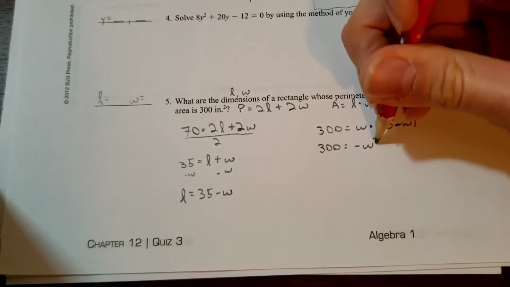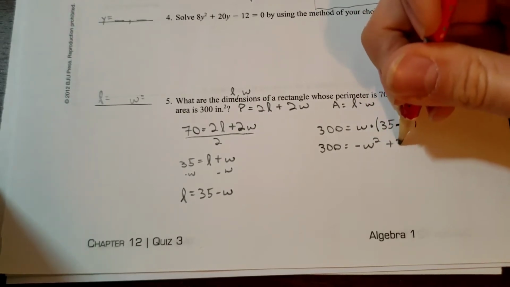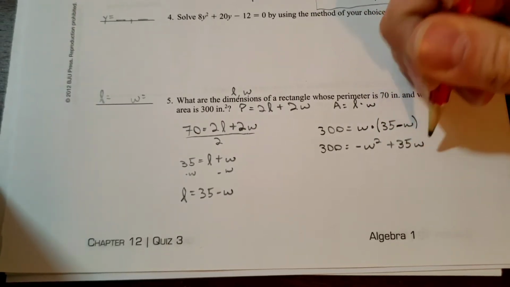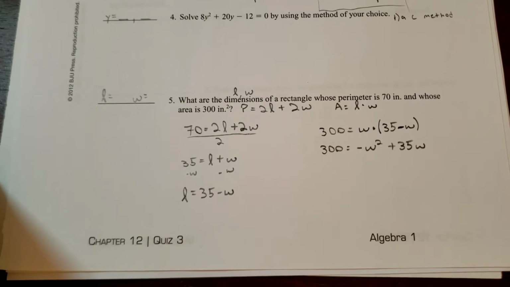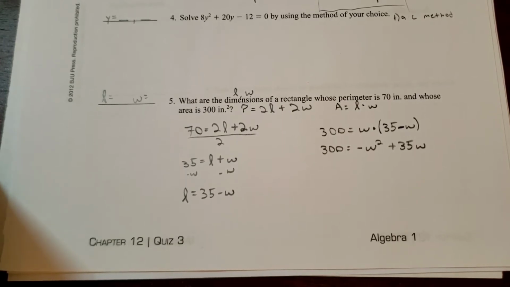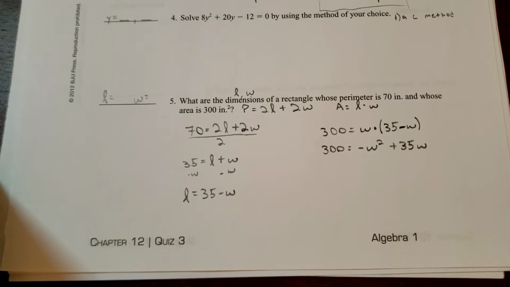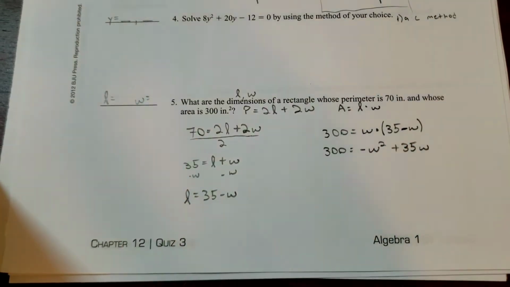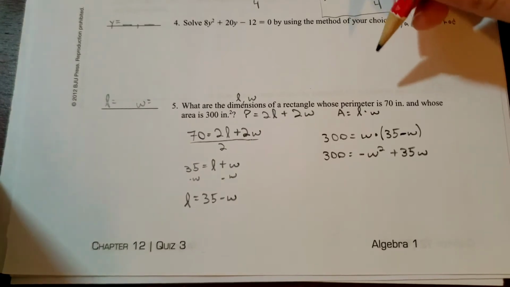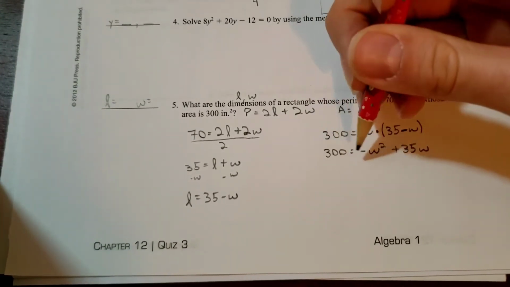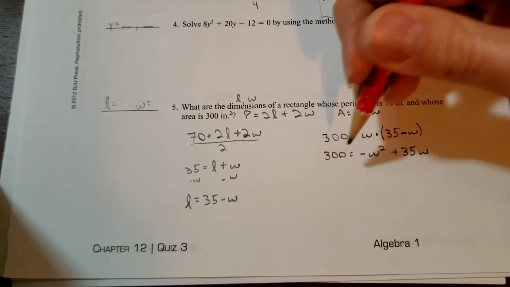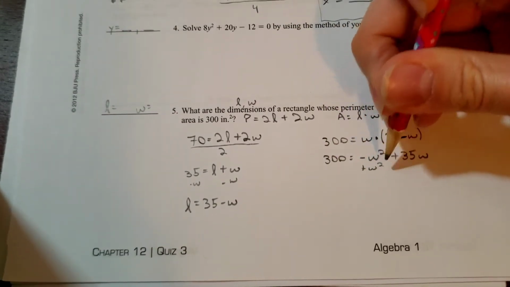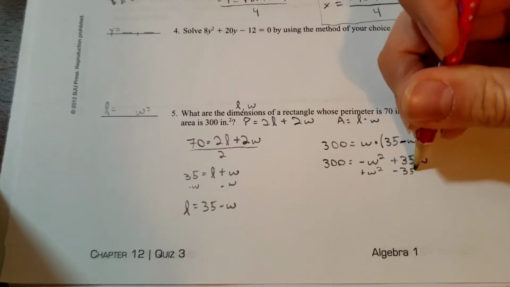Negative W squared plus 35W. Okay. Now, there's a few things that I can do. Okay, I'm going to do a little bit of math magic. I'm going to move both of these to this side of the equation. So I'm going to add W squared and subtract 35W.